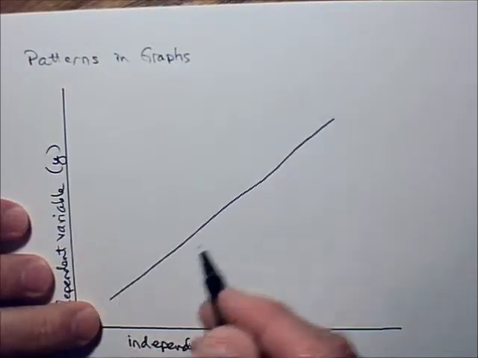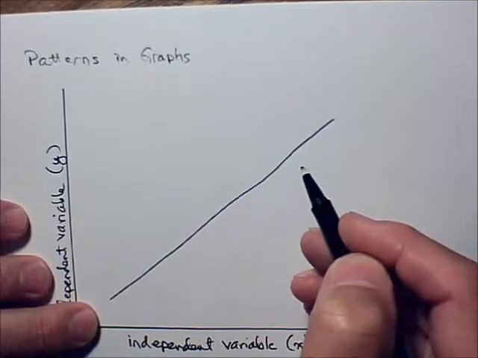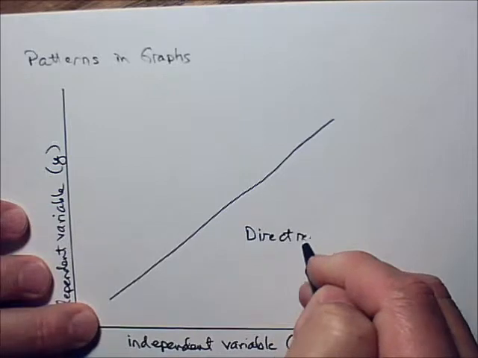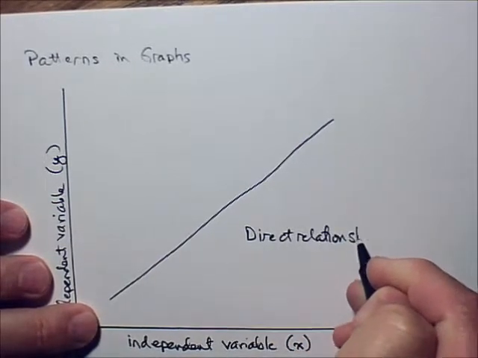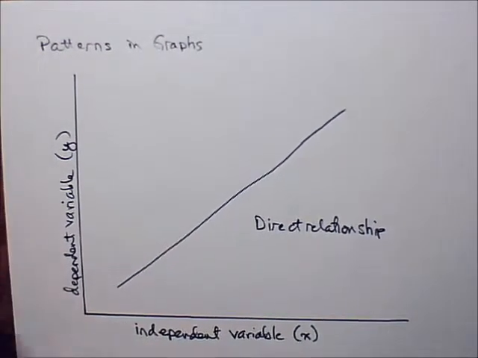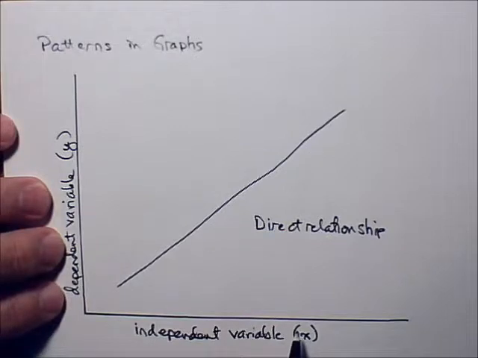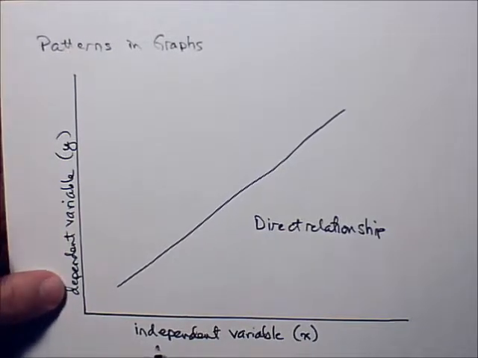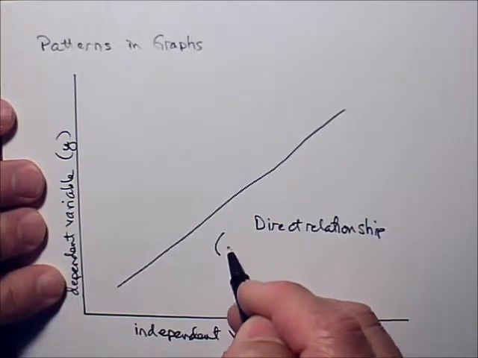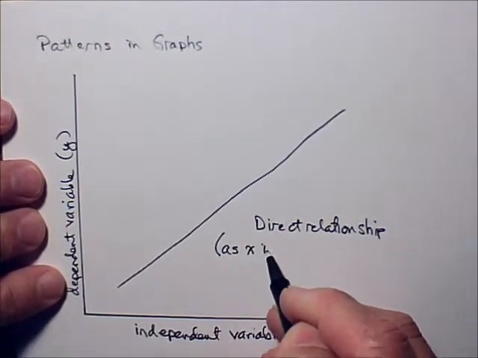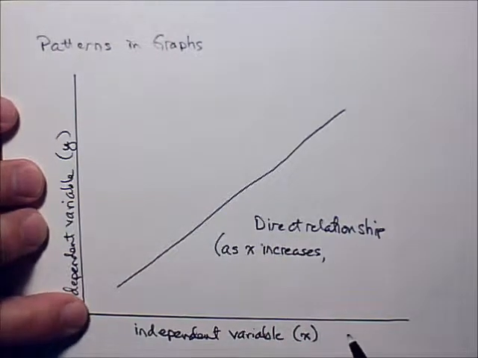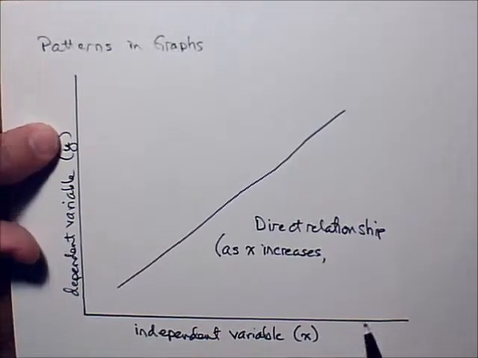If you have a straight line with a positive slope, I told you last week, this is called a direct relationship. It's a direct relationship between the data that you've measured or calculated for the x-axis and the data you measure or calculate for the y-axis. What a direct relationship is: as x increases, the value of y also increases.